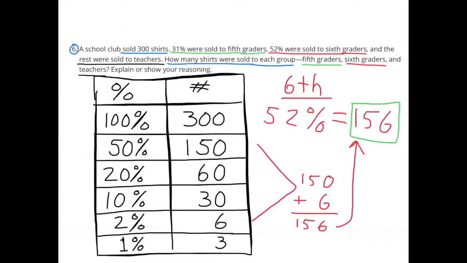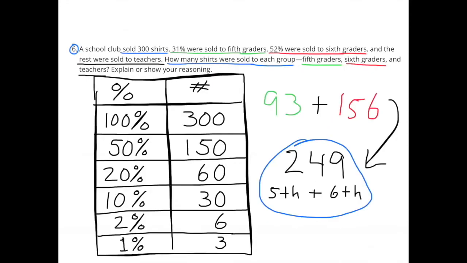Next, I used the chart to figure out how many shirts were sold to the 6th graders. Since 52% of the shirts were sold to 6th graders, I added up the value for 50% plus the value for 2%. That would be 150 shirts plus 6 shirts, equaling 156 shirts. 156 shirts were sold to the 6th graders.